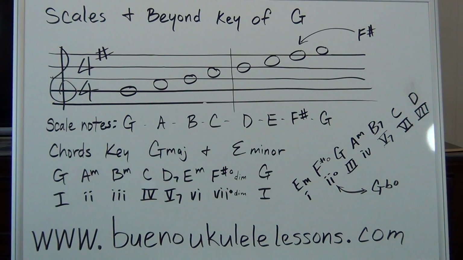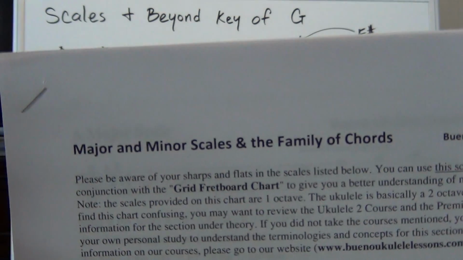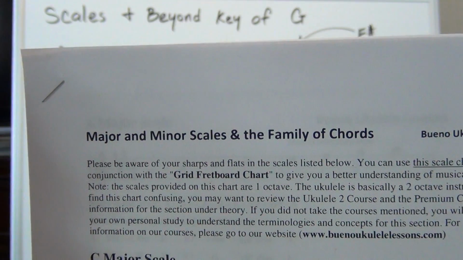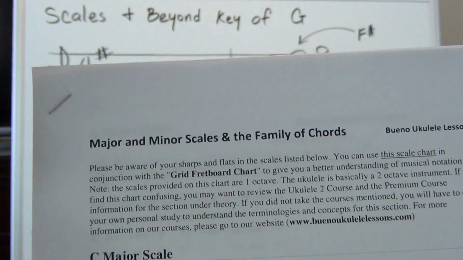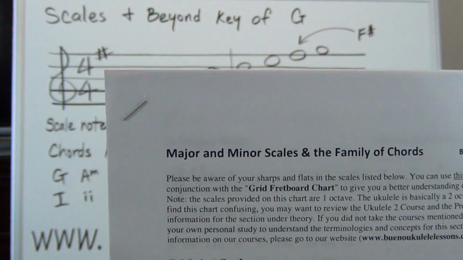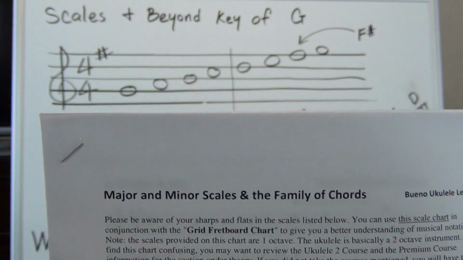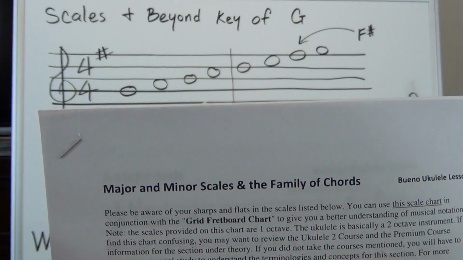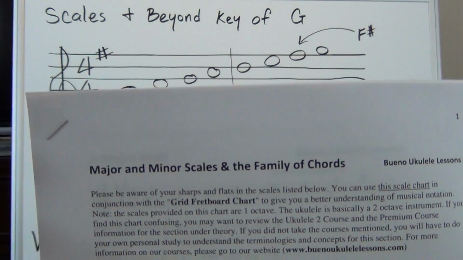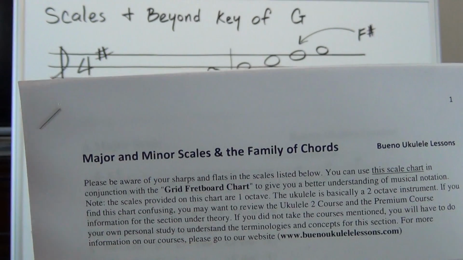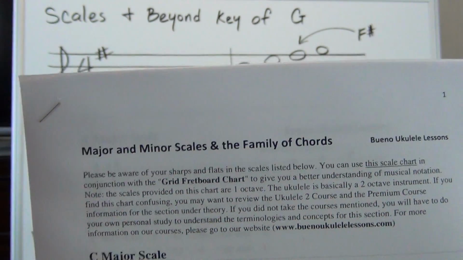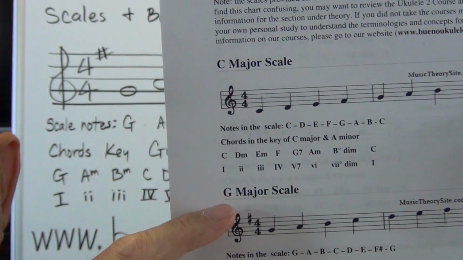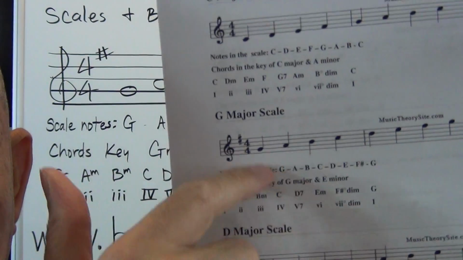Now before we get started, you want to grab two pieces of instructional music. You want to grab your major and minor scales and the family of chords packet. Hopefully these are several pages that are part of this packet, and hopefully you stapled them together, because we're going to be using a majority of them throughout this series of lessons on Scales and Beyond. We're going to be talking about the G major scale and then this section right here.